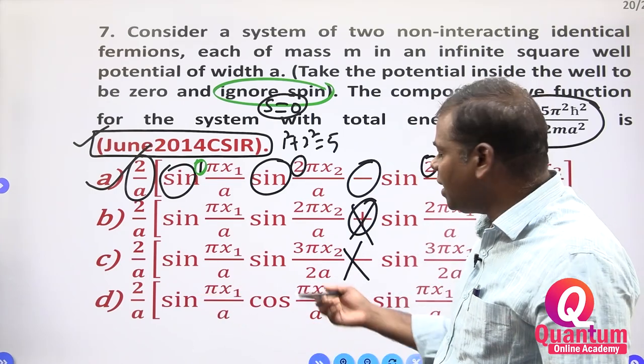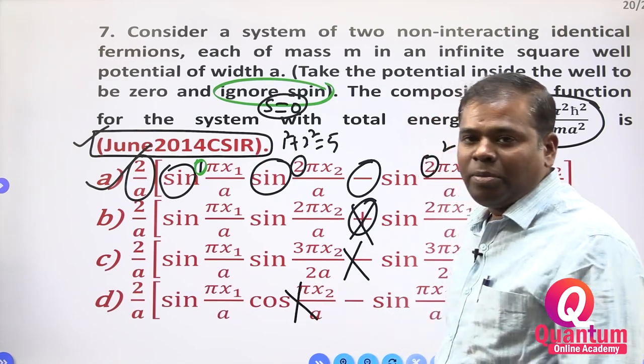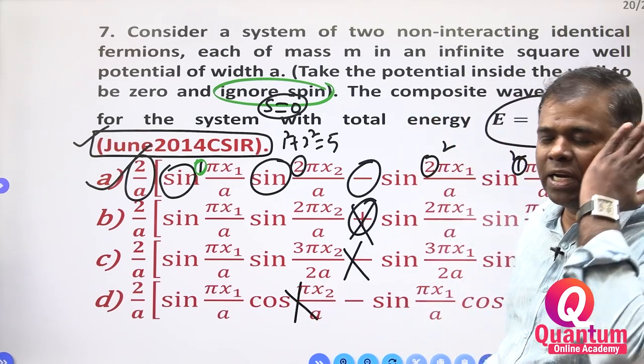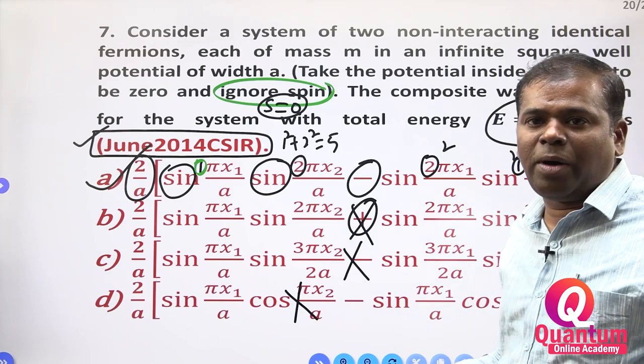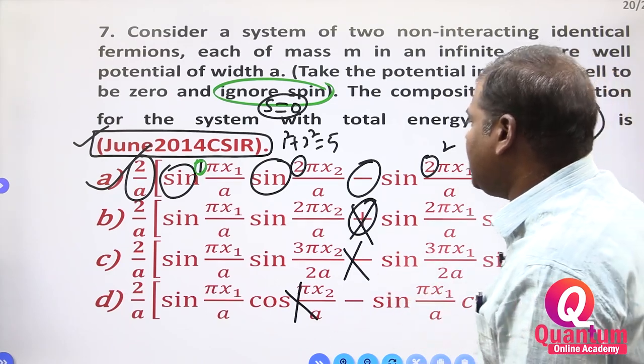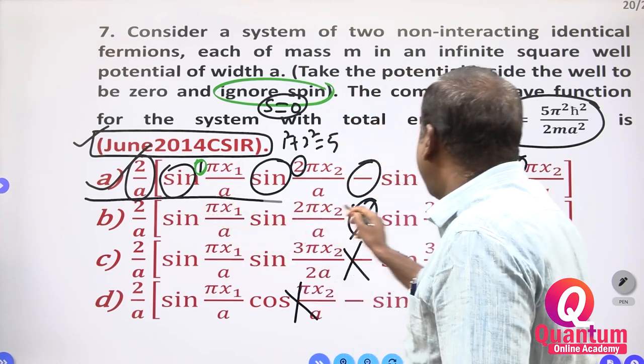In an infinite square well box, the cos term won't come. It is only a symmetric box where cos will come. If it is an infinite square well box, there is no cos term. That's why only option A is correct.